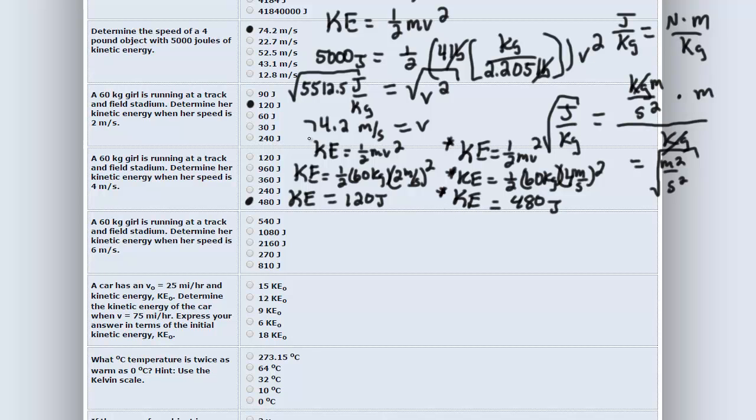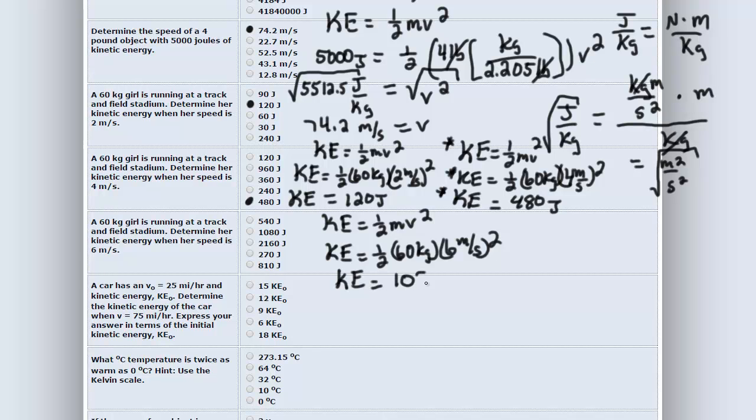A 60-kilogram girl is running at a track and field stadium. Determine her kinetic energy when her speed is 6 meters per second. Kinetic energy is equal to 1/2 mv squared. Her mass again is 60 kilograms. So 60 kilograms, but now her speed is 6 meters per second, and we square that. 6 times 6 is 36, and if you take 36, multiply that by 60, you'll get 2160, and divide by 2, that's 1080. Her kinetic energy is equal to 1080 joules.